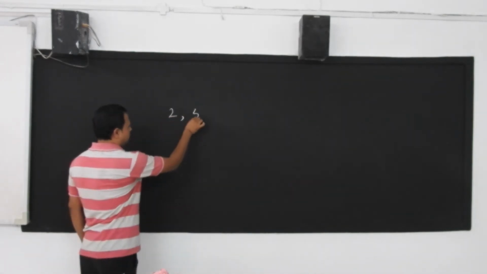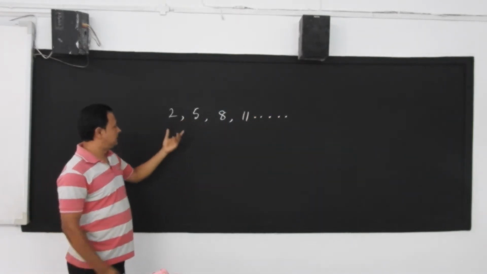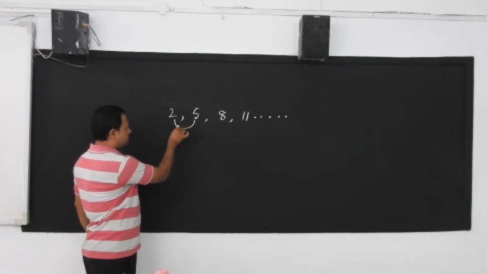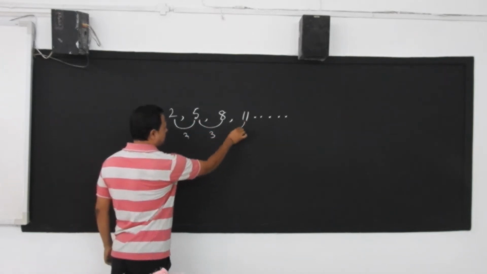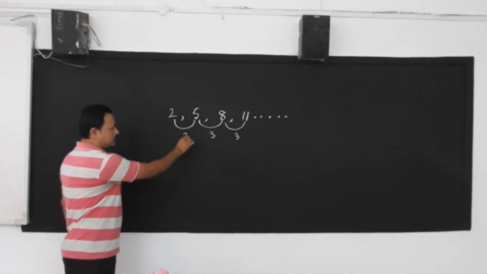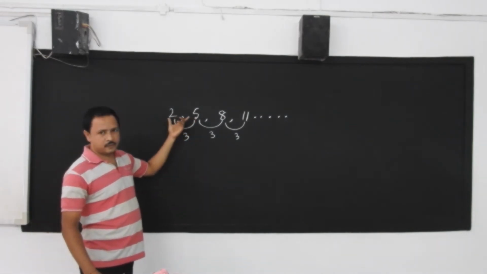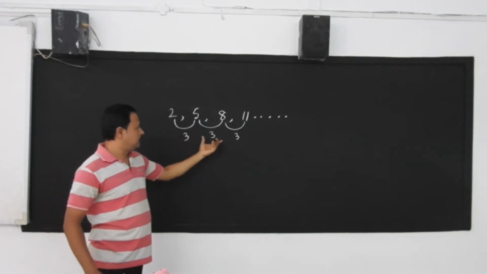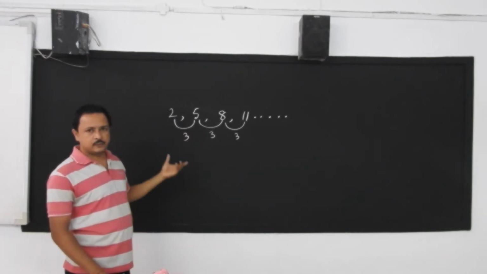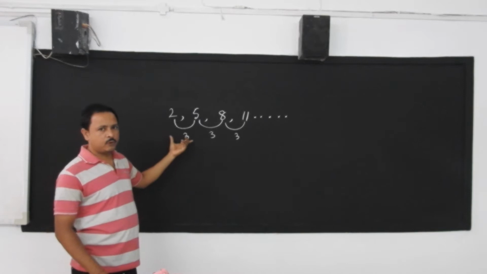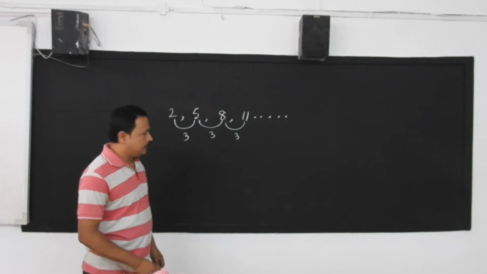Say 2, 5, 8, 11, and so on. So it is a sequence of numbers. 5 minus 2 is 3, 8 minus 5 is 3, and 11 minus 8 is 3. Always the difference between a number and the preceding number is the same: 3, 3, 3. So a sequence of numbers having a common difference is called an arithmetic progression.